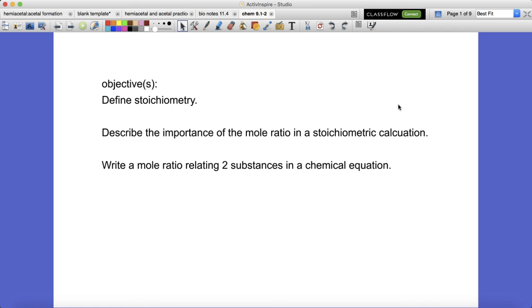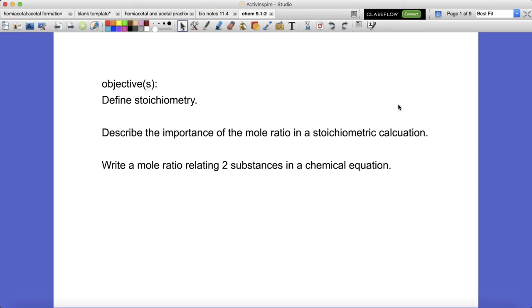All right, so as you guys probably understand, next step is going to be chapter 9. So I have a couple sets of notes here to go over sections 1 and 2 in chapter 9. The first section is talking about stoichiometry and how we can use mole ratios and how we can relate different substances in a chemical equation.